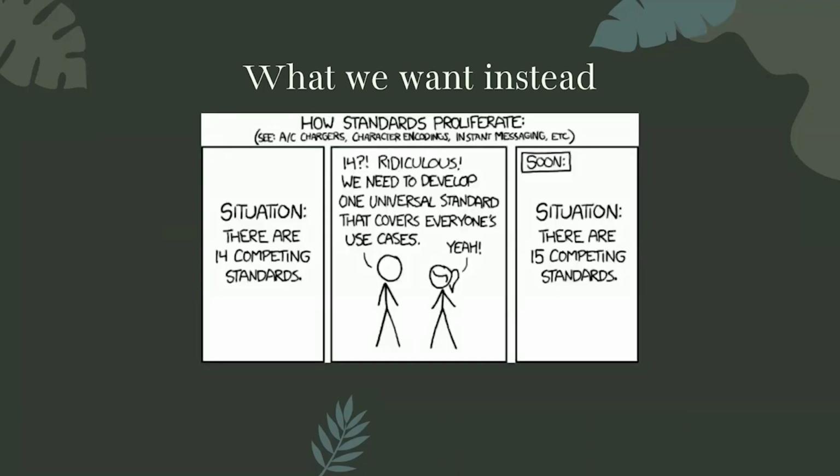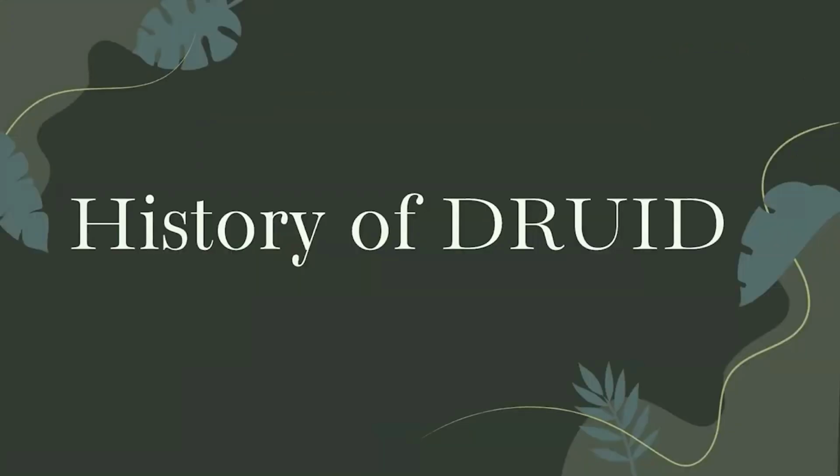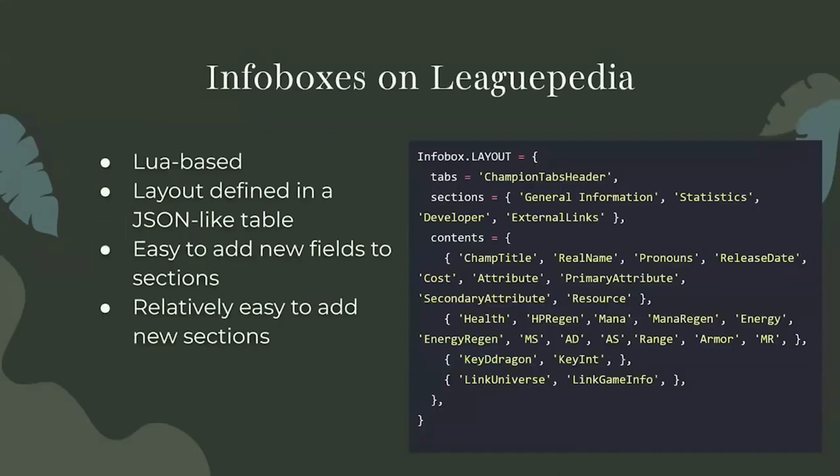So you might say that this is just another standard because a lot of wikis already have something like this, and we could just use PIs. Yeah, it's kind of just another standard, but I think it's a good one, so I made it. So why and how did I make Druid?